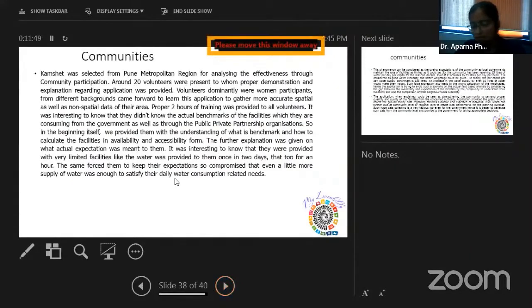In Kamshet, we went and there were some 20 volunteers who were asked. In the process, we also trained the volunteers because they did not know what they deserve to get in an urban area. Suppose it is the water provision, 135 liters of water in an urban area, they did not know that this is the benchmark for urban localities. So we trained them and made them understand, and then we could get very good results out of it.